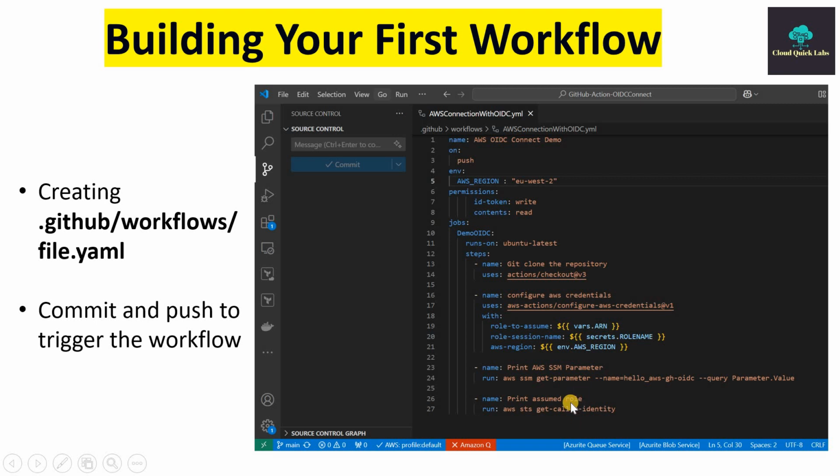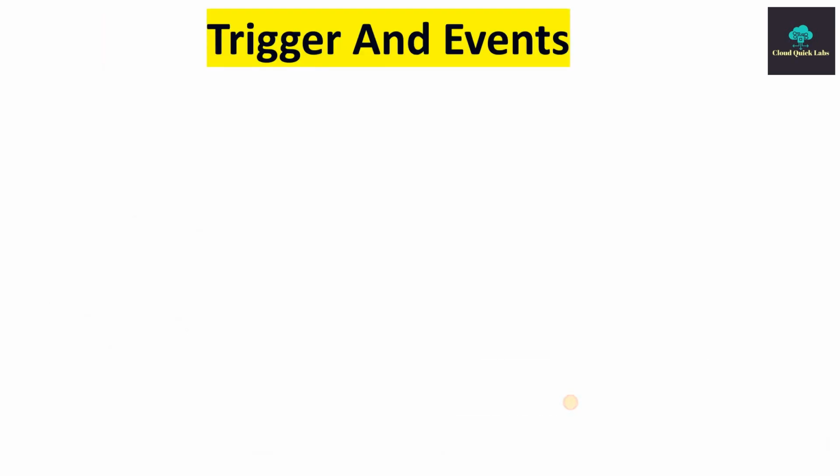So note that GitHub Actions comes with a default AWS CLI installed in it. That is a very good thing about GitHub Actions, and that's where I was able to run the AWS CLI. Now before that, let's go to the next part of this particular theory. Then I'm going to show you everything on the GitHub repository in one shot. Let's go to the next topic, that is triggers and events.